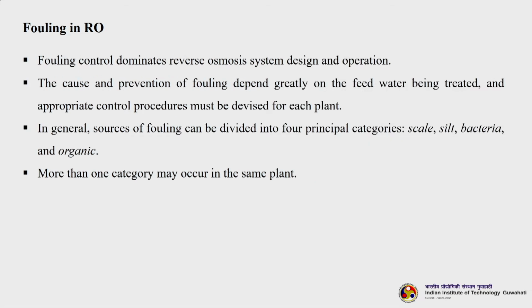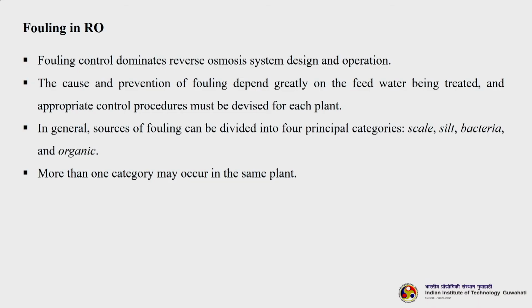So, fouling control dominates RO system design and operation, because most RO systems operate continuously, especially the desalination plants. The cause and prevention of fouling depend greatly on the feed water being treated, and appropriate control procedures must be devised for each plant. In general, sources of fouling can be divided into four principal categories: scale, silt, bacteria and organic compounds. More than one category may occur in the same plant.